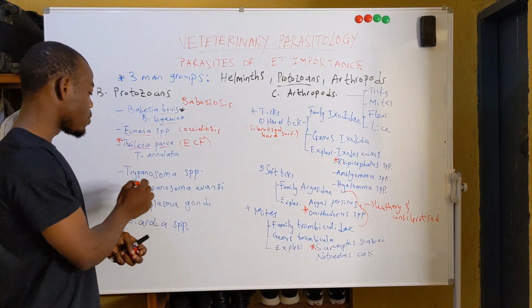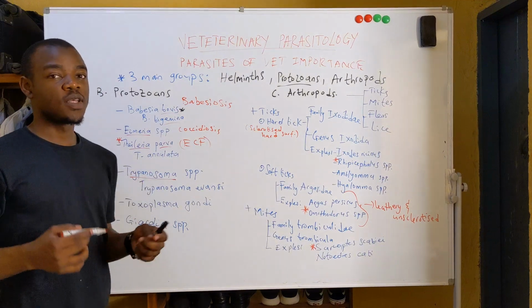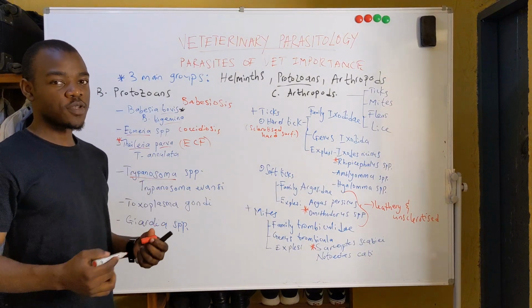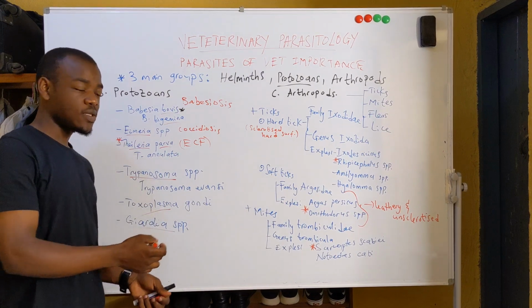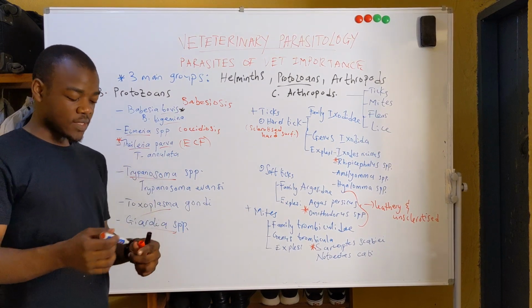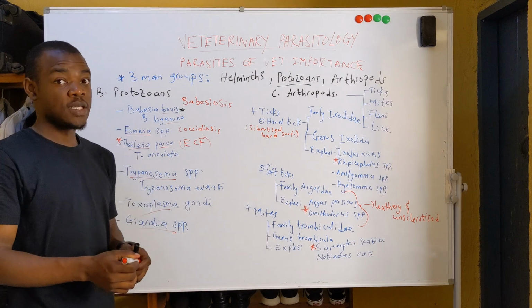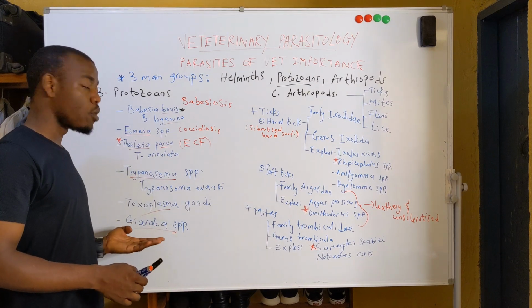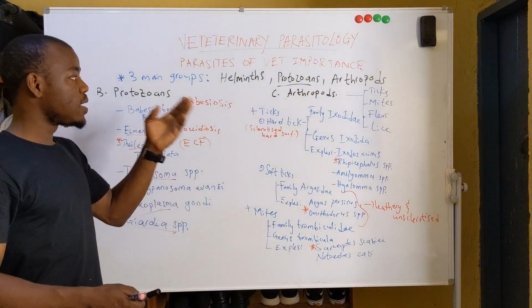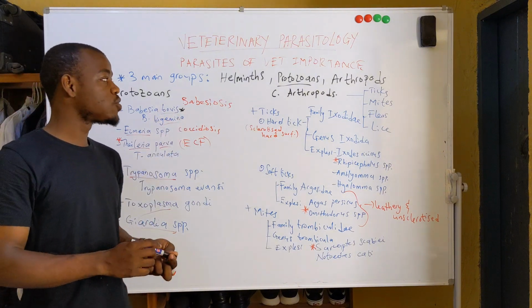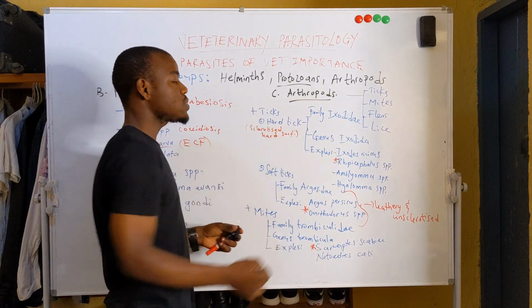Then the next one is trypanosome. Trypanosome is a hemoparasite, so it affects the blood cells. Then Toxoplasma gondii and Giardia. Giardia is responsible for intestinal irritation, causing diarrhea in dogs. And the common drug used for its treatment is fenbendazole. This is Giardia. Then the last one on our list today are the arthropods.